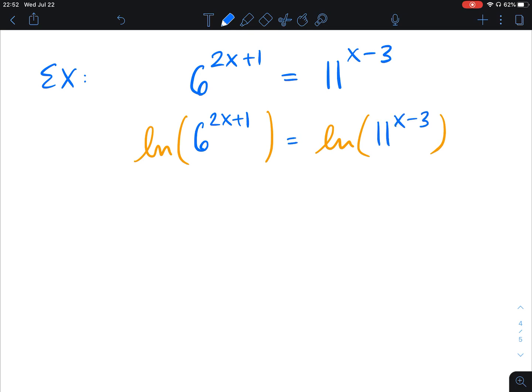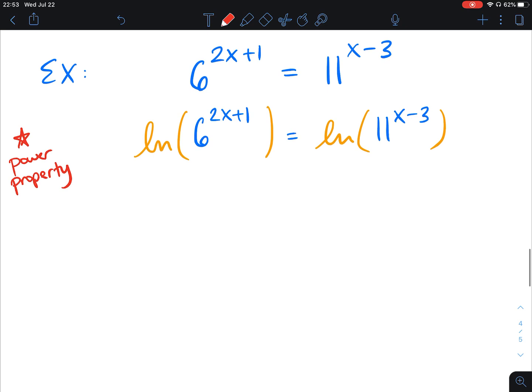So why would we ever want to introduce a log to both sides? Well, once you have a log on both sides, you guys are going to recognize that we can use that power property that we talked about. We haven't mentioned it yet in this video. We haven't had a need for it, but we learned about a property that says if you have log of an argument to a power, the power property lets us simply pull the exponent down out front as a multiple of the log. And this will be a perfect time to use that.